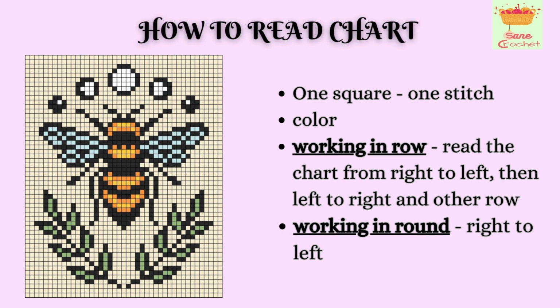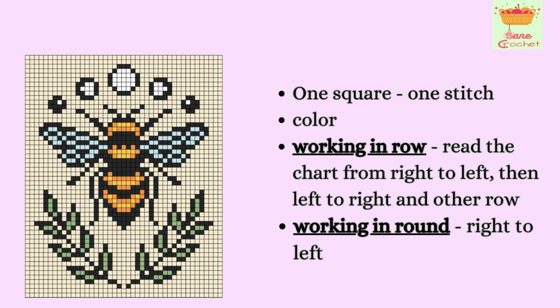If you are working in rows, you have to read this chart from right side to left side and then left side to right side, like that, vice versa. If you are working in rounds, read the chart from right side to left side. This chart is easy to work. It is the same as cross stitch embroidery.